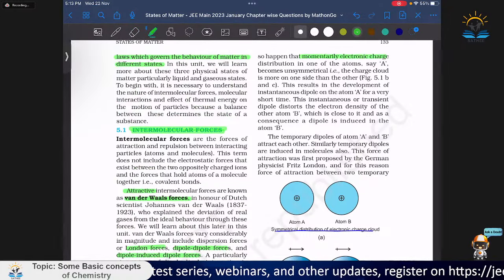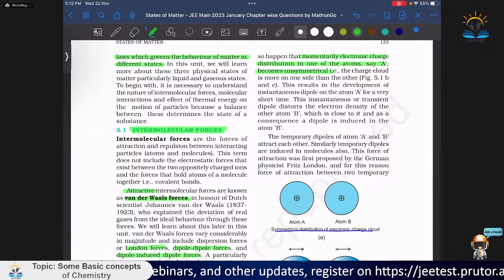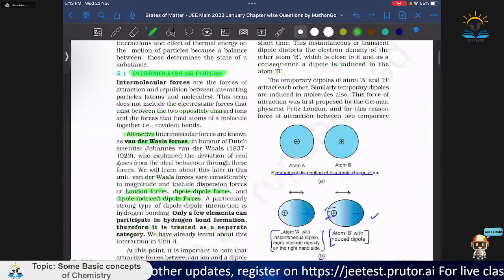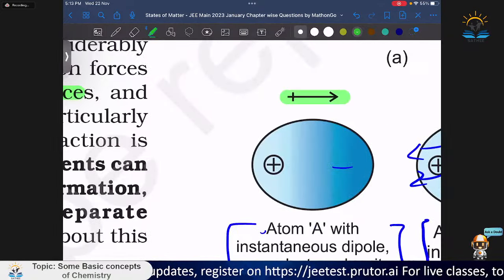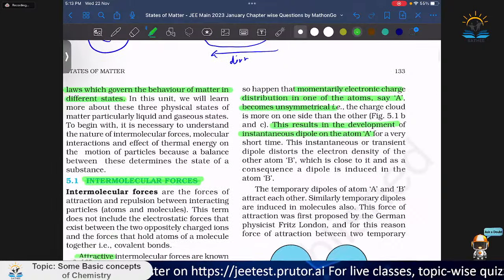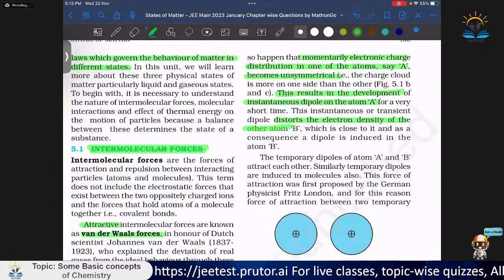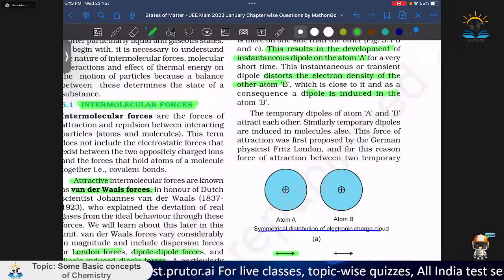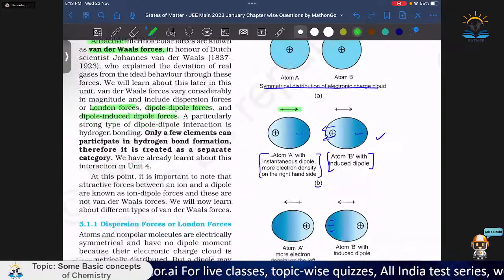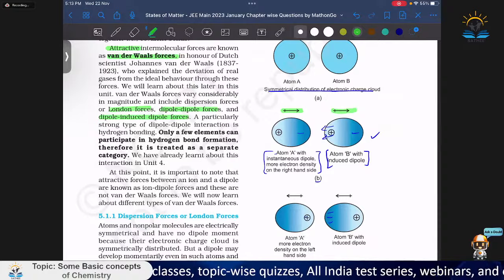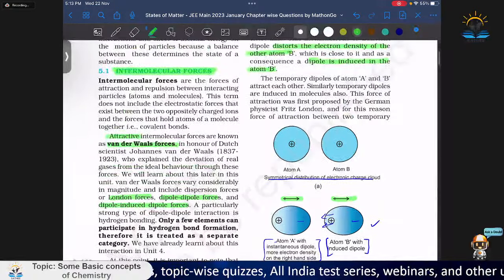Momentarily, electronic charge distribution in one of these atoms becomes unsymmetrical. This results in development of an instantaneous dipole on atom A, which we can see here. This is an instantaneous dipole. This instantaneous dipole distorts the electron density of the other atom B, which is close to it, and a dipole is induced in atom B. So we can see that atom A is an instantaneous dipole which induces a dipole in atom B, right?